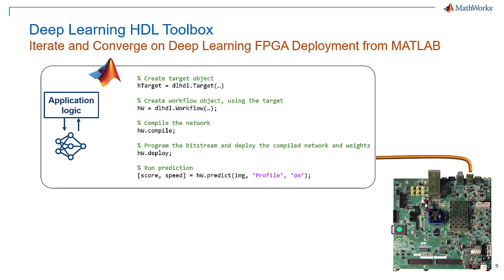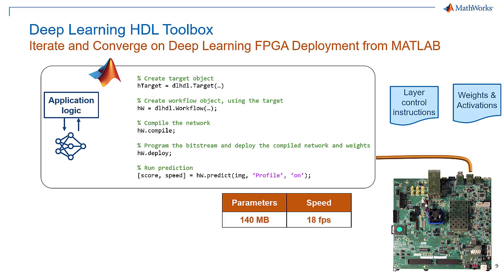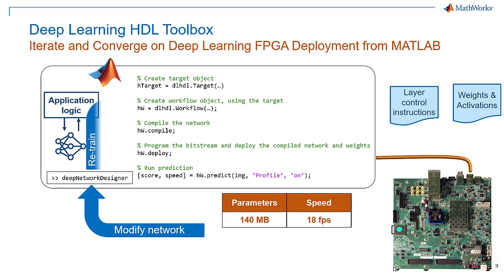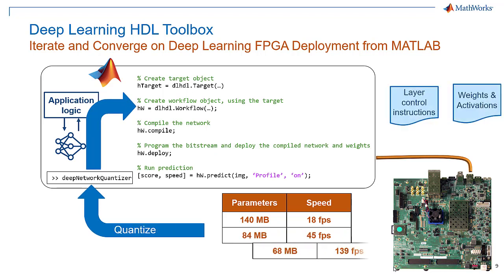So by getting feedback on FPGA performance metrics from within MATLAB, we were able to make some large adjustments by first removing some unnecessary layers, then by quantizing to int8. Now we know we have a deep learning network that will run on a deep learning processor on an FPGA with the performance that our application requires.